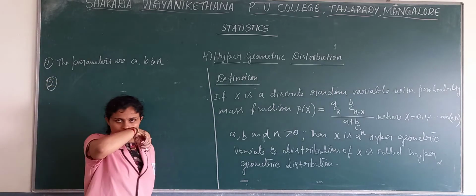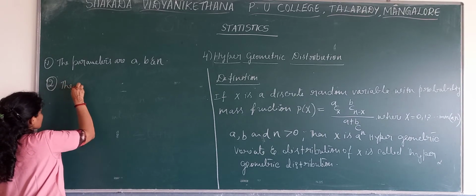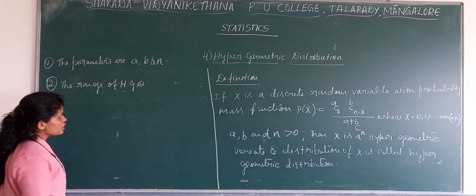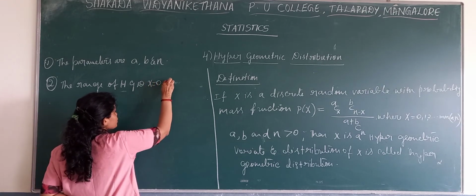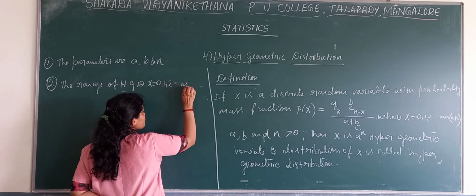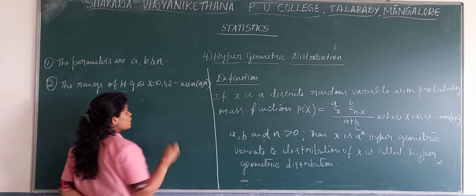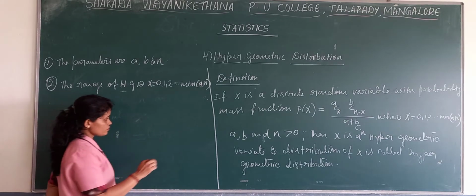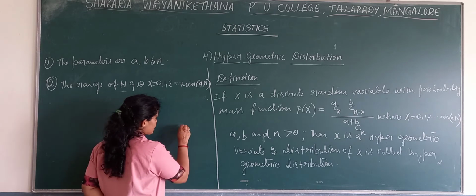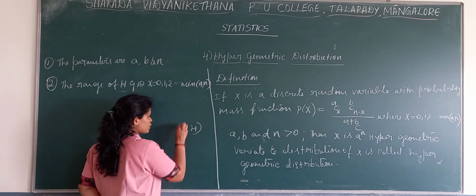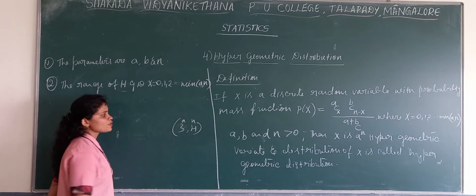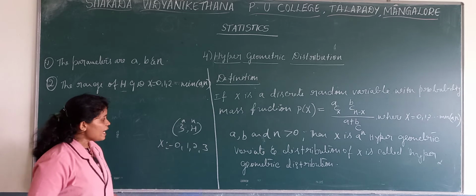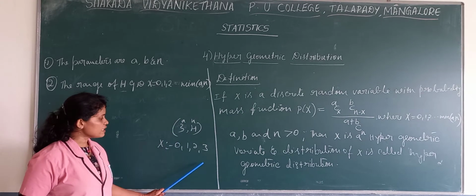Then what is the range of hypergeometric distribution? The range of hypergeometric distribution is x is equal to 0, 1, 2, up to minimum of (a, n). This is the range. For example, in a particular problem, a is 3 and n is 4. Among these two, this is a and this is n, which is minimum? 3 is minimum. So what is the range in that particular problem? Range is 0, 1, 2, 3.